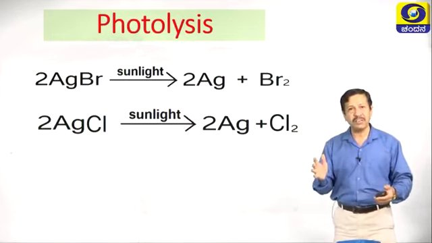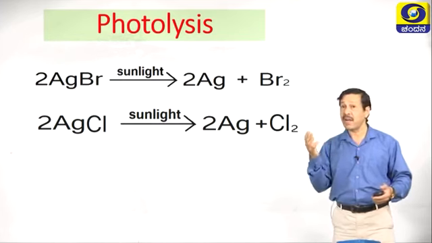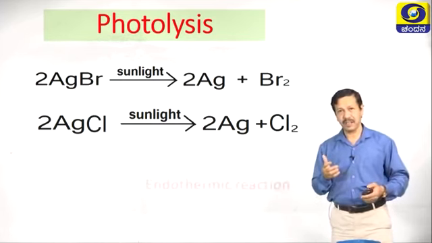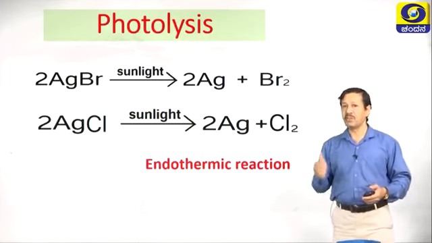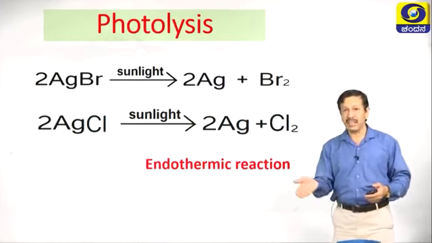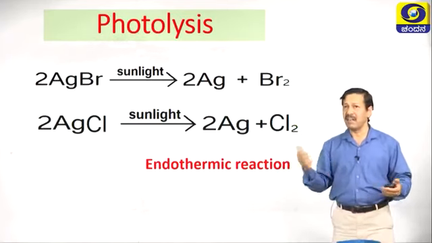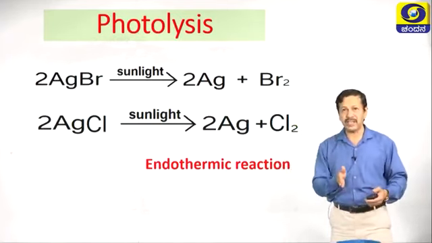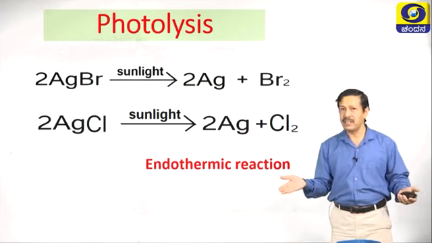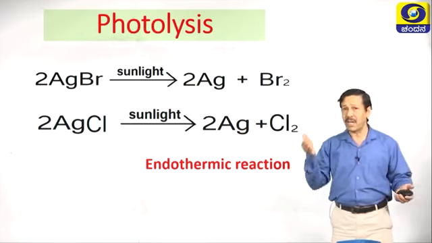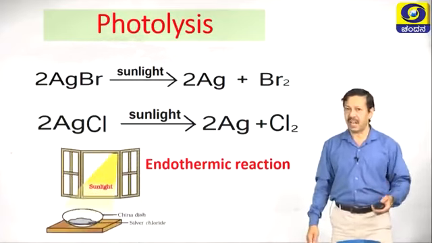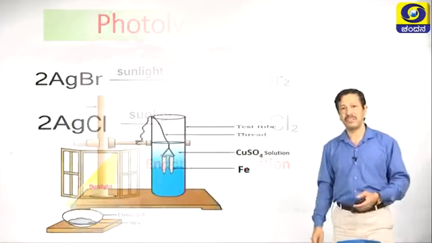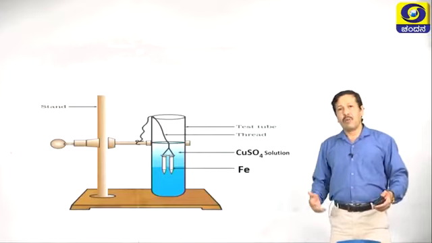This is a very important reaction used in black and white photography. Now, this is also called endothermic because energy is taken in, then the reaction takes place. To break the bond between silver and chloride, silver and bromide ion, we are using sunlight. Hence, it is photolysis. Here is the diagram to represent this reaction. What are you observing?